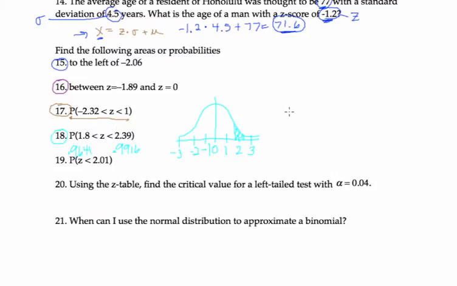Number 18 is similar. The probability that you're between a z-score of 1.8 and 2.39. Look up your probabilities on the table, take the bigger one minus the smaller one, and that will give you the area between the two z-scores.